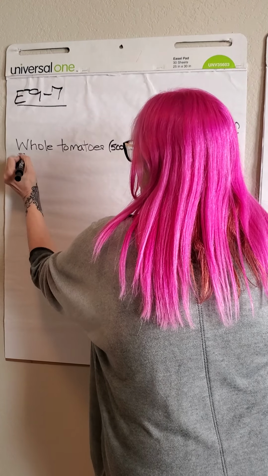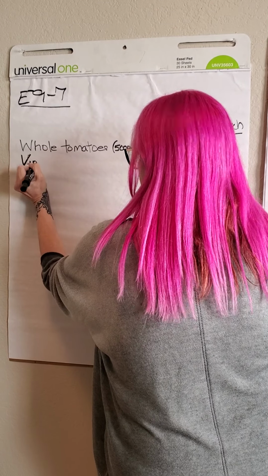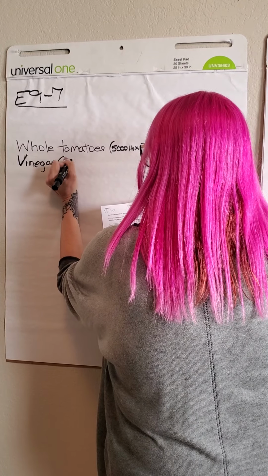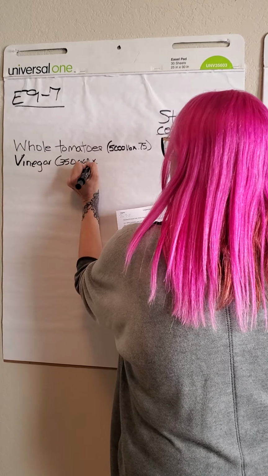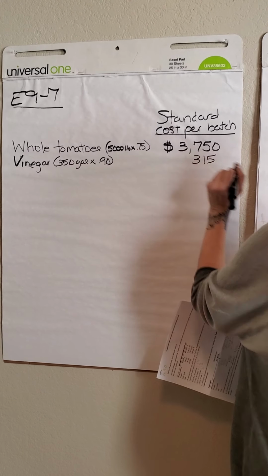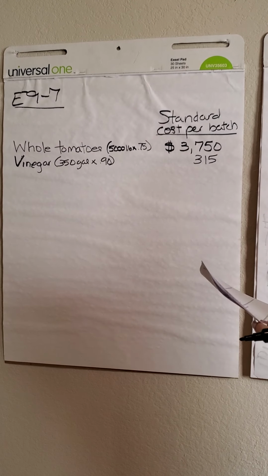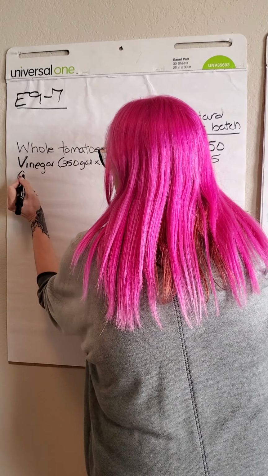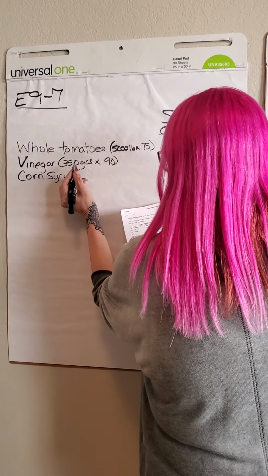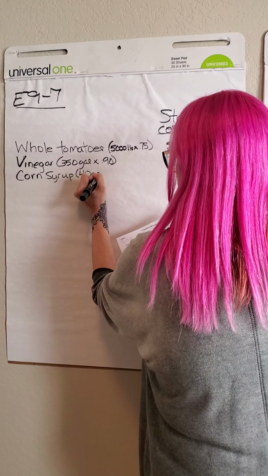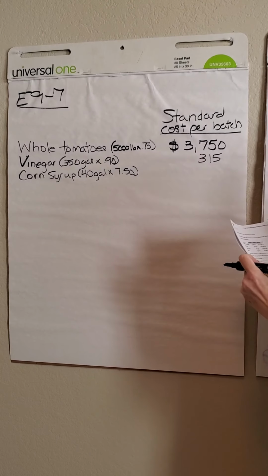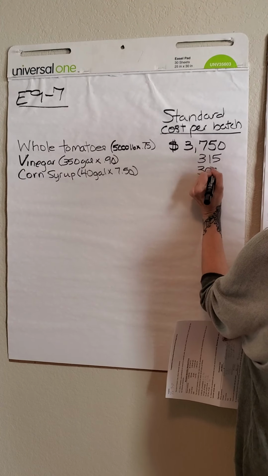We then are going to do vinegar. That's the second ingredient. And on a standard batch, we have 350 gallons at 90 cents per gallon. So that's going to give us a total of $315 for a batch standard. Then we've got corn syrup. And for corn syrup, we use 40 gallons times $7.50 per gallon. So that cost is going to be $300 per batch.